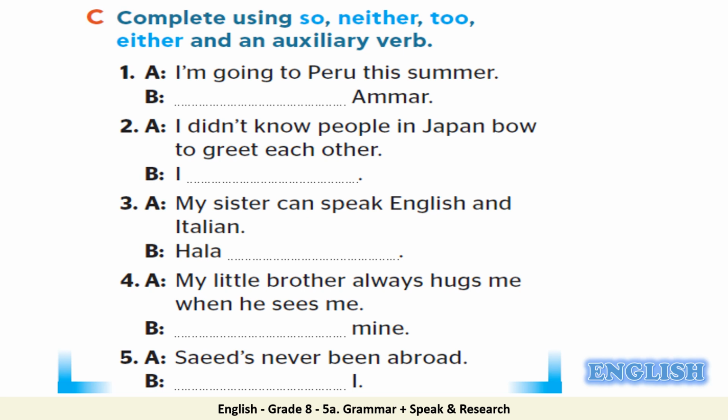B. We are going to show agreement here and be careful that we are using the subject at the end of the sentence, Ammar. Well done. So is Ammar. We are using, of course, verb to be here, right? Good. 2. I didn't know people in Japan bow to greet each other.